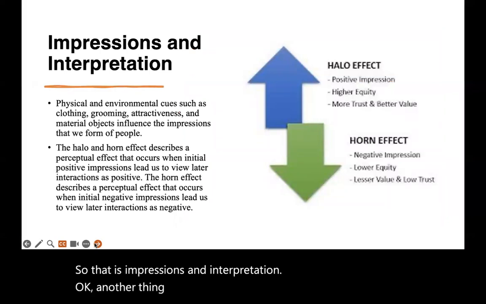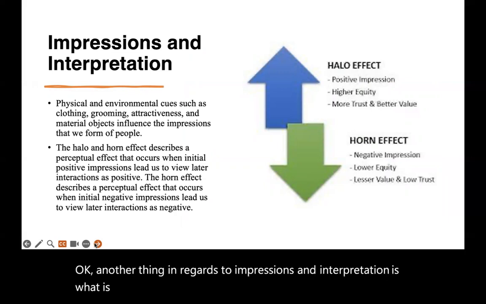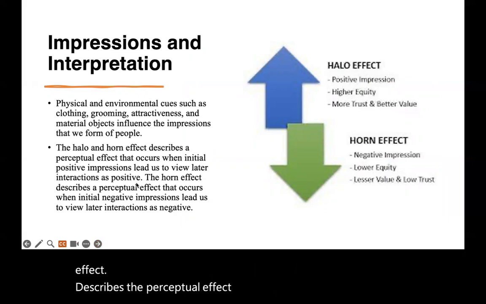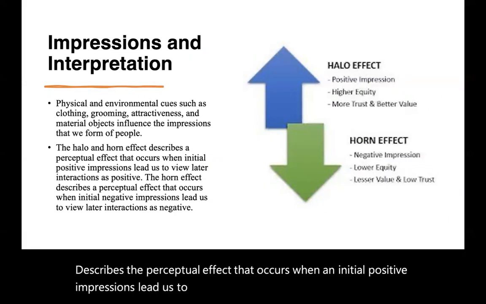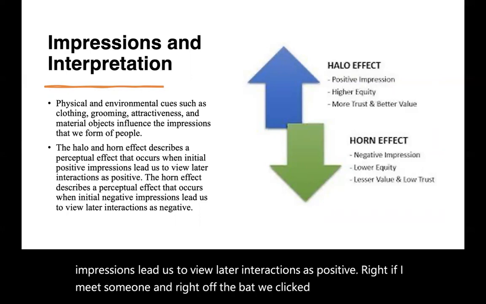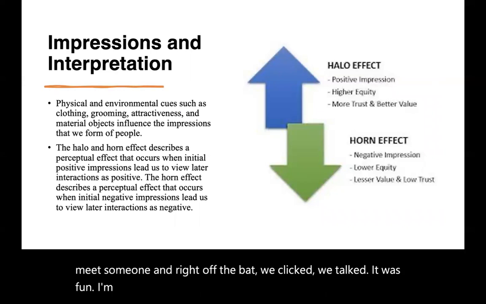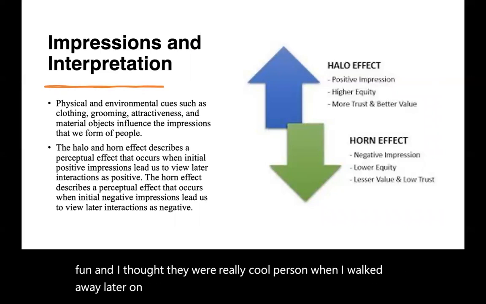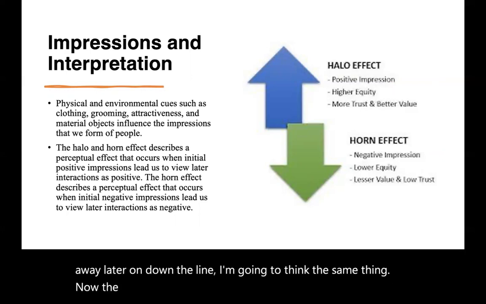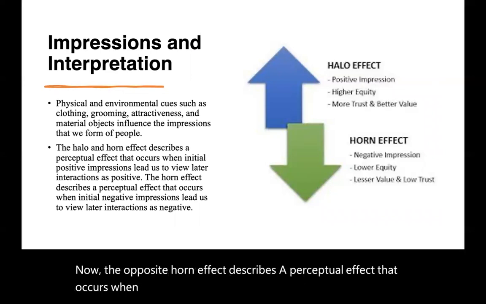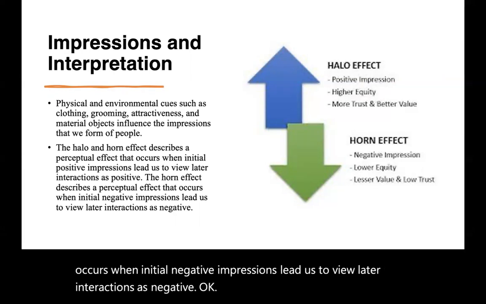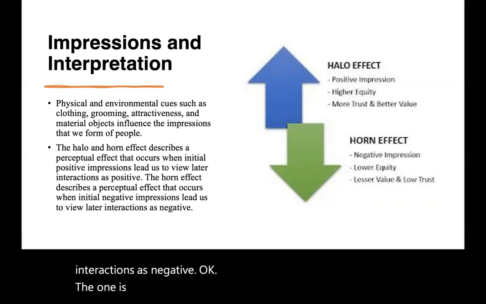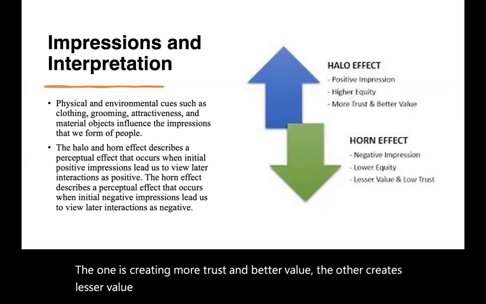Okay, another thing in regards to impressions and interpretation is what is called the halo effect and the horn effect. The halo effect describes a perceptual effect that occurs when initial positive impressions lead us to view later interactions as positive, right? If I meet someone and right off the bat, we clicked, we talked, it was fun, I thought they were a really cool person when I walked away, later on down the line, I'm going to think the same things. Now, the opposite, the horn effect, describes a perceptual effect that occurs when initial negative impressions lead us to view later interactions as negative. Okay. One is creating more trust and better value. The other creates lesser value and low trust.